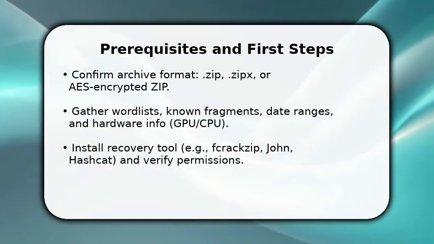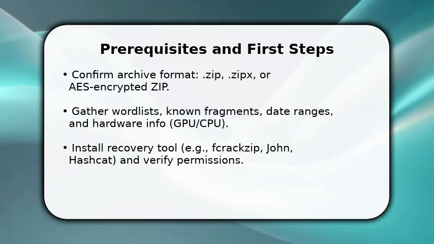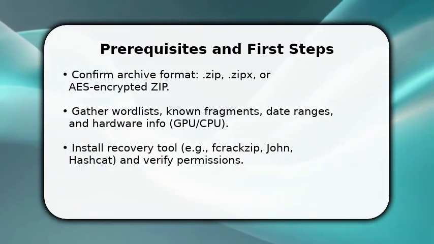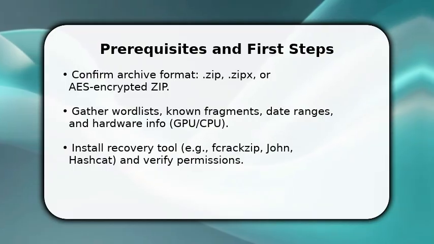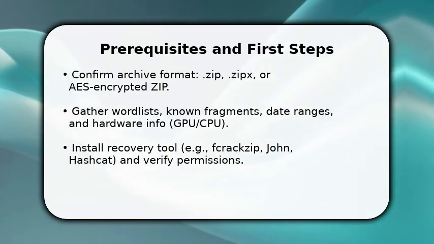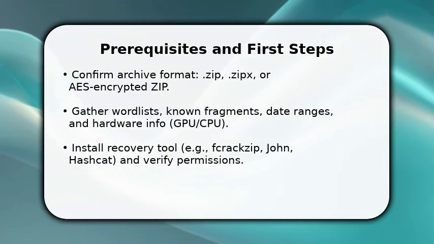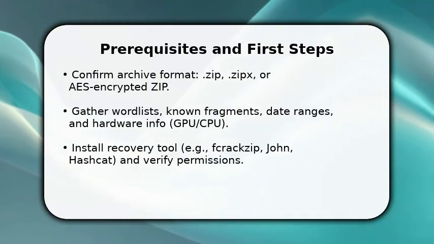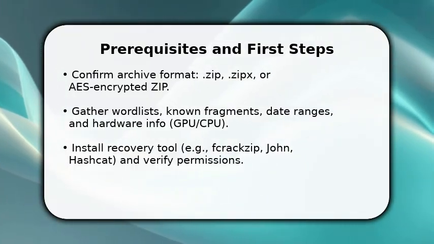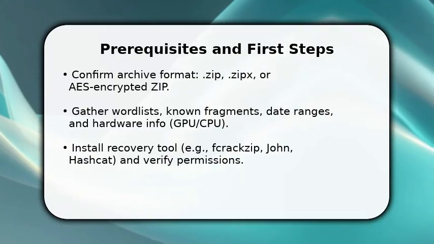You start by verifying the archive type and collecting all hints you have about the password. This speeds recovery. Once done, install and test a chosen tool on a small sample archive so you know it runs. Make sure to prepare word lists and rule sets, and note whether you can use a GPU for acceleration.